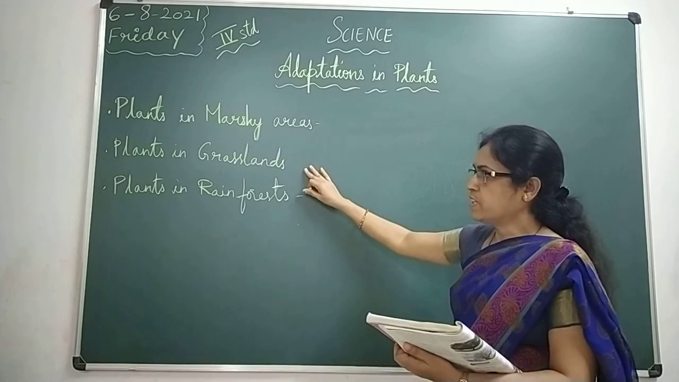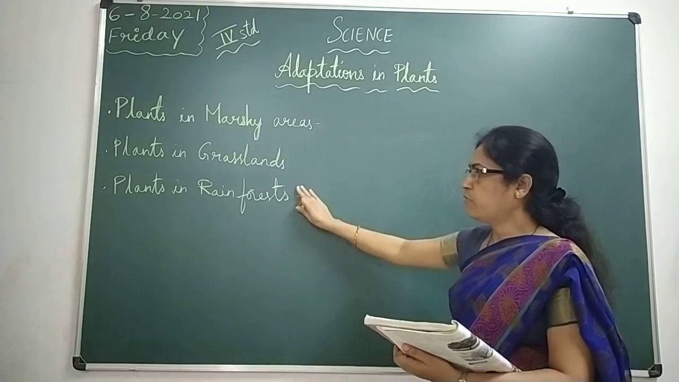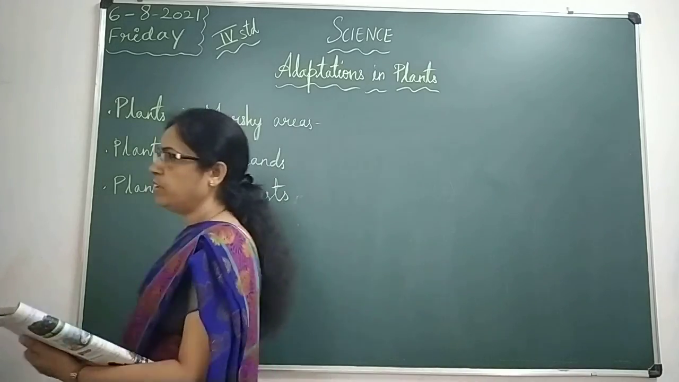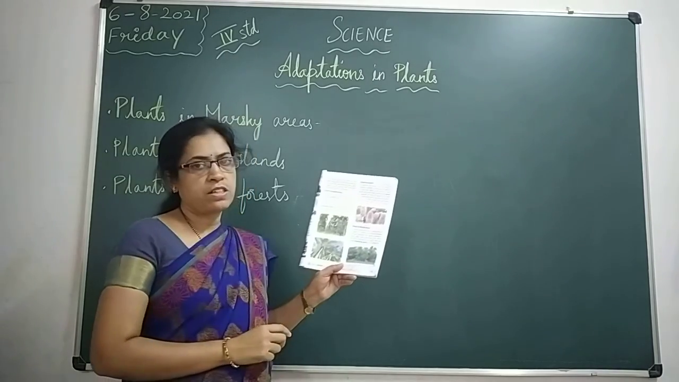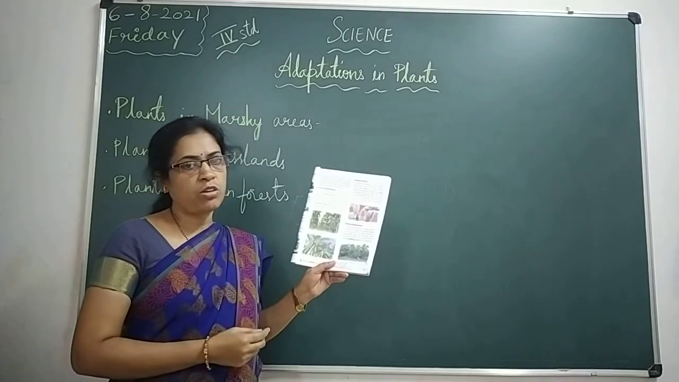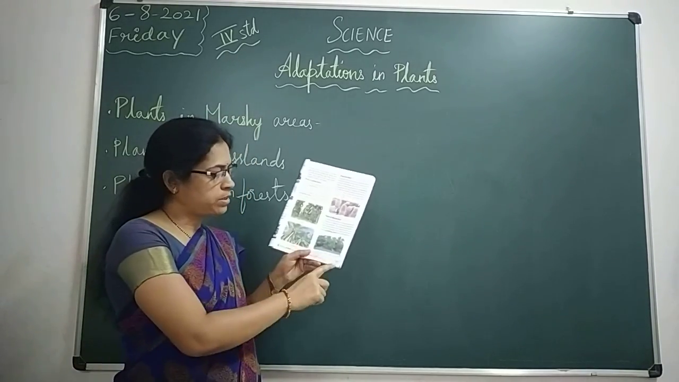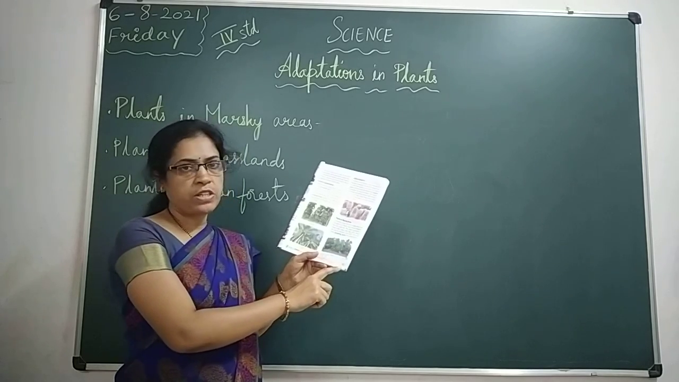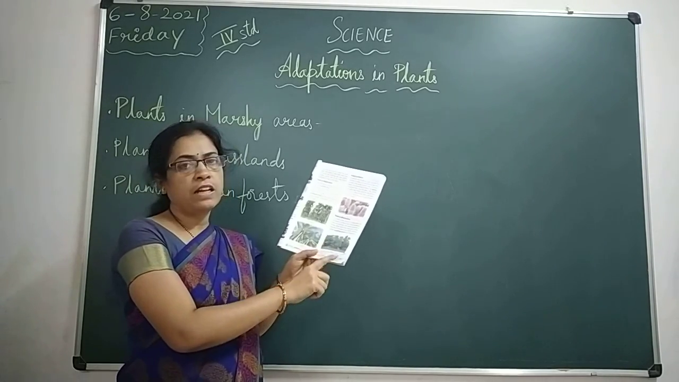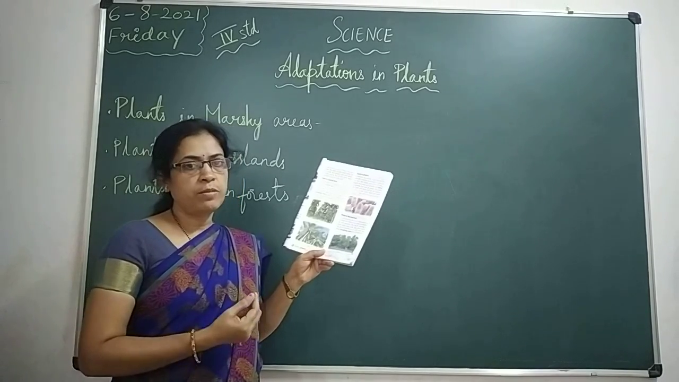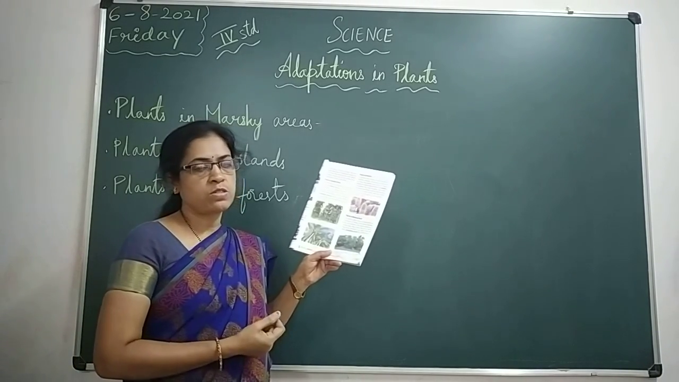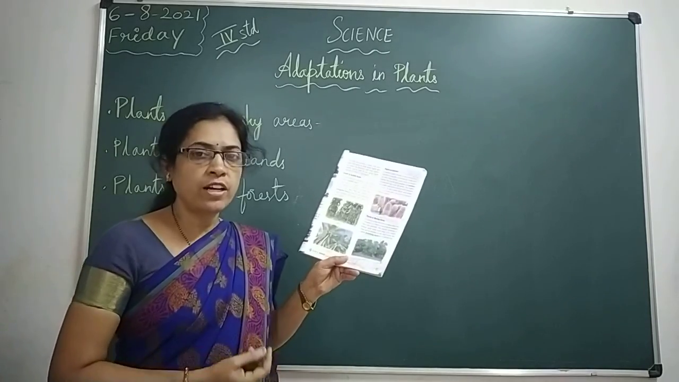And after that, plants in grasslands and plants in rainforest. So let us learn about them, children. How do plants grow in marshy areas? In marshy areas, children, the soil is sticky with a lot of water. So open the textbook and see the picture here. In marshy areas, the soil is clayey with a lot of water in it. There is very little air in between the soil particles.